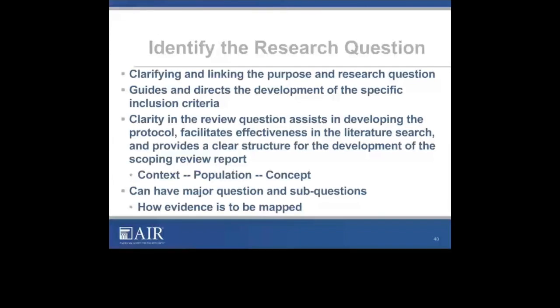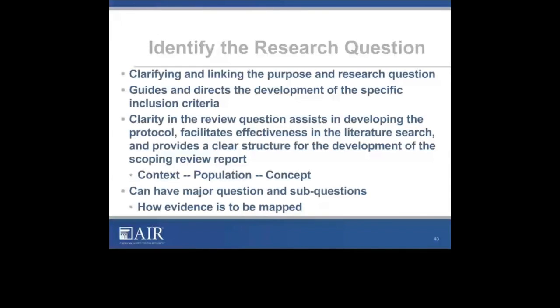The review team would put in a guide that directs the development of the specific inclusion criteria. You want to have as much clarity as possible in that review question, because that will later on guide your protocol, your literature search. You will have a better structure for the development of the entire scoping review report. At a minimum, you would want to consider 3 major elements: the larger background or context of your review question, like pain management in that evidence map, for example. The population, roughly who is affected, who does experience pain and who would be in need of pain management.